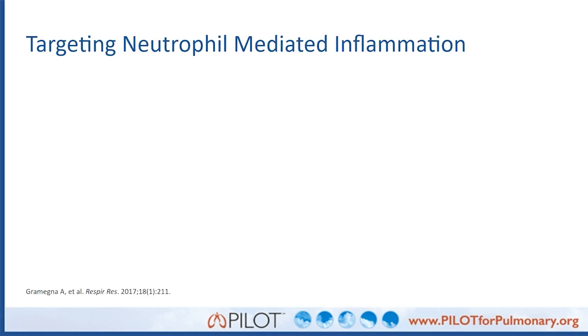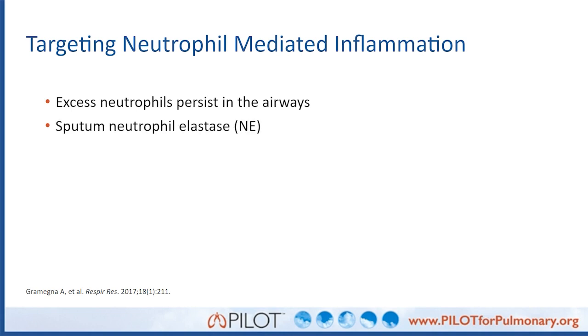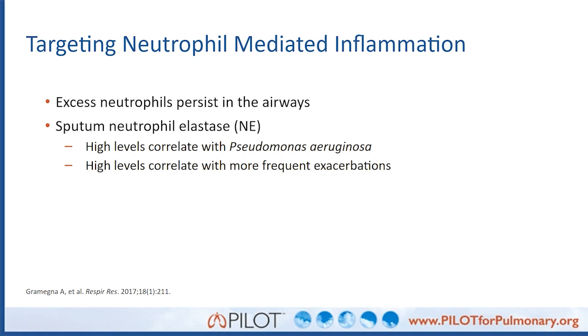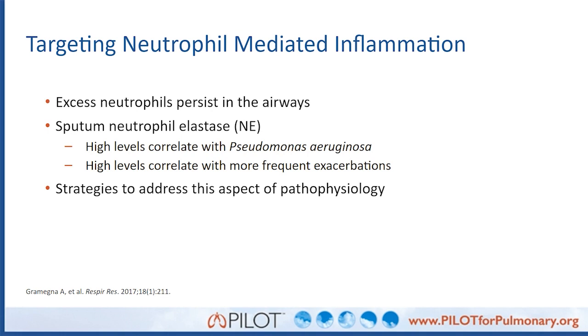As we had discussed earlier, the neutrophils play a principal role in the pathogenesis of disease. There is an exaggerated inflammatory response. Those neutrophils persist in the airways. They're not cleared out by the mucociliary clearance. And with those neutrophils comes neutrophil elastase. Those levels correlate with the presence of Pseudomonas aeruginosa. Those levels correlate with more frequent exacerbations. And so you can think strategically of how you might try to reduce that.